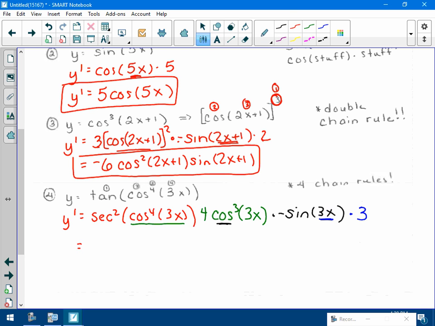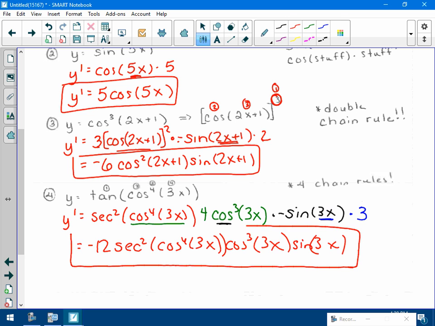Okay, so let's clean that all up. What can I put out front? I've got a 4, a negative, and a 3. So negative 12 secant squared of cosine to the fourth of 3x times cosine to the third of 3x times sine of 3x. And that is an intense chain rule.